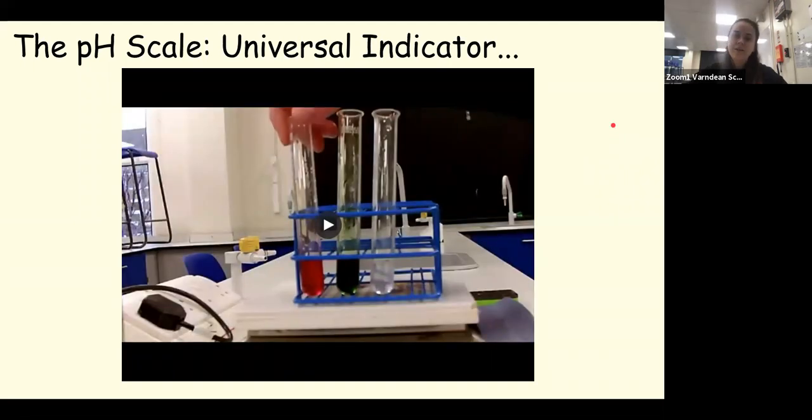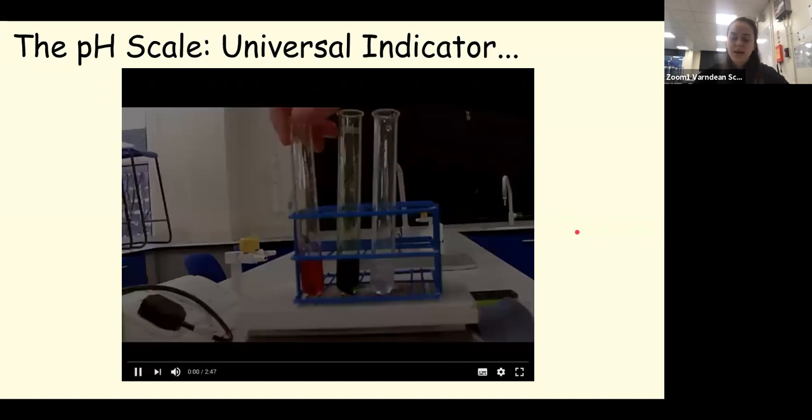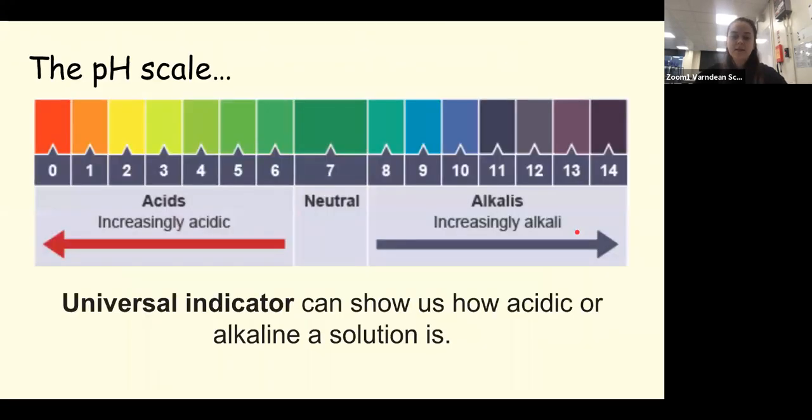Okay, so universal indicator shows us the pH of a solution based on colour. So we put our universal indicator, which is a chemical, into our sample, and that will be able to tell us what pH it is, because we can link it back to our scale here. So if it turns red, we know that it's acidic. If it was to turn purple, we would know that it is alkali.